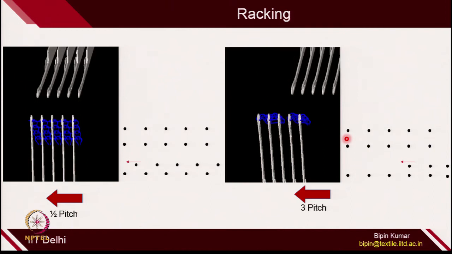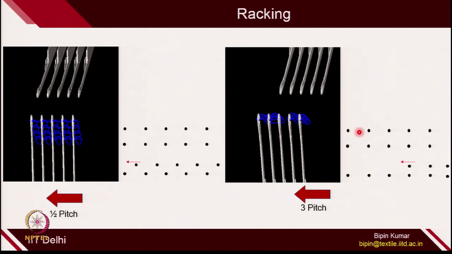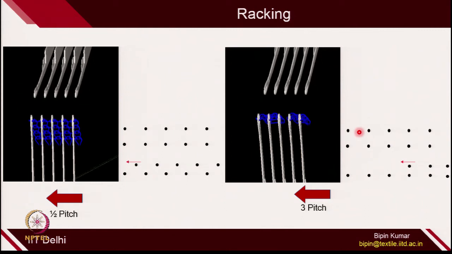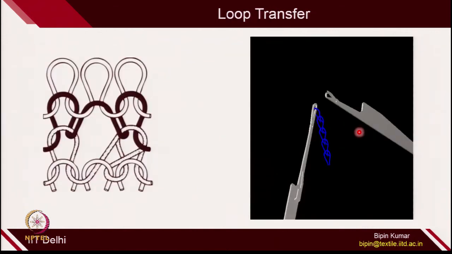Racking is possible on some advanced machines, and jacquard knitting machines are the most popular where the racking function is already given for fabric development. The other innovation was the possibility of loop transfer. Loop transfer is nothing but transferring the loop from one bed to the other bed.